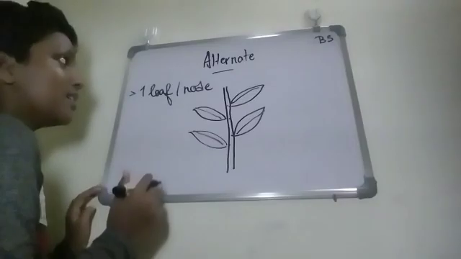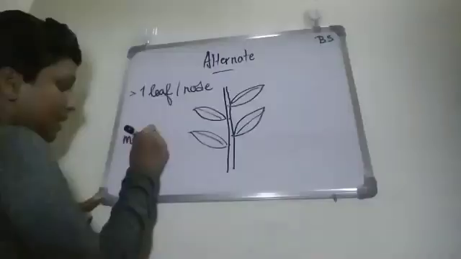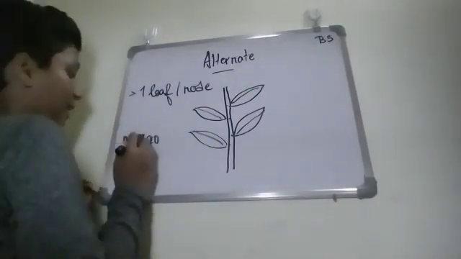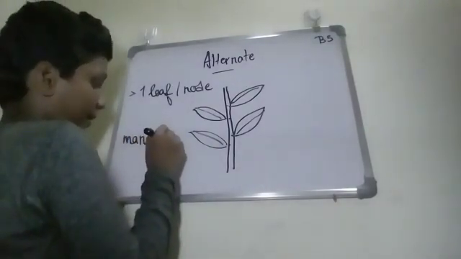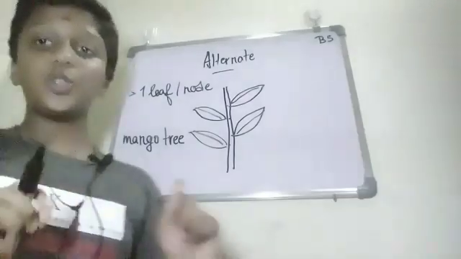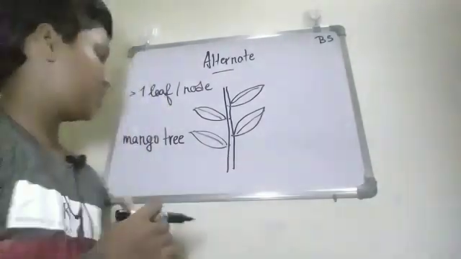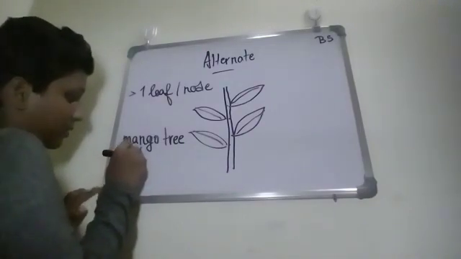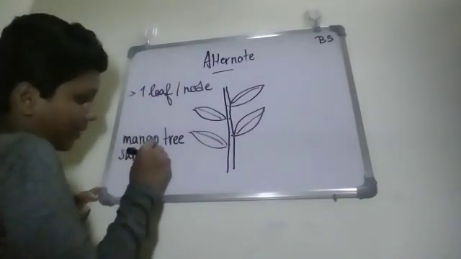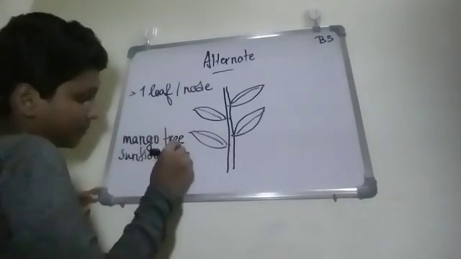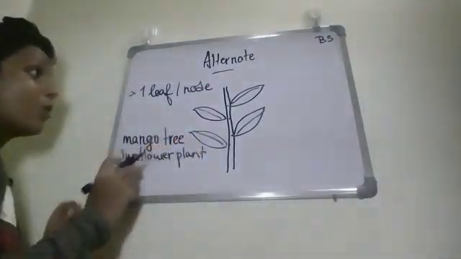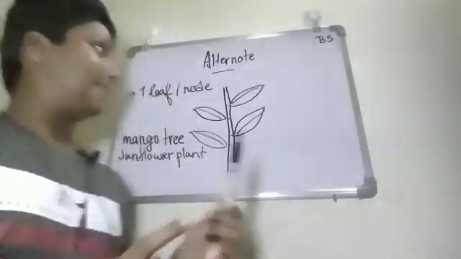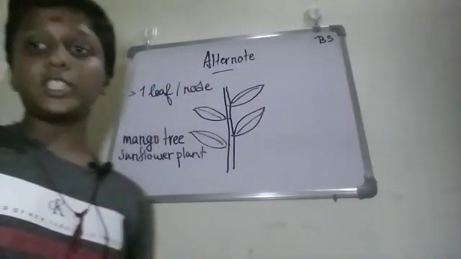Next, let us look into the examples for the alternate arrangement. First of all, we have the mango tree, which shows this type of arrangement. And next we have the sunflower plant. The sunflower plant also showcases this type of arrangement. This is the alternate arrangement.